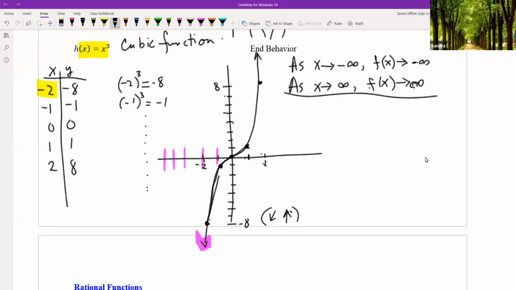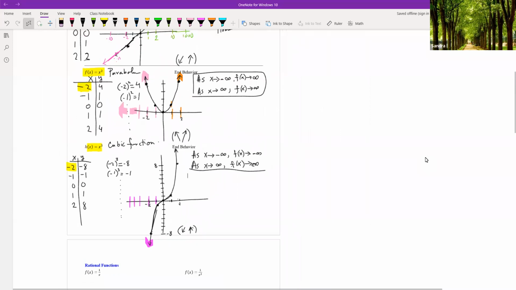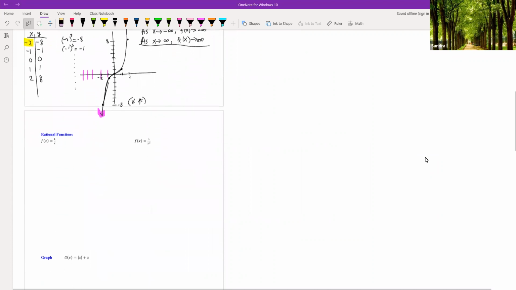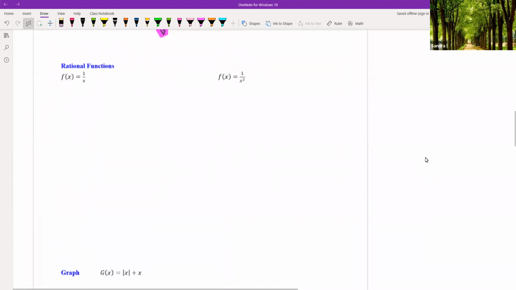Okay, well, with that in mind, this is what you guys are going to be asked in the homework, just to describe that end behavior. I have given you 3 different examples here. And so hopefully these examples will help when you guys are doing your homework. Let's go ahead and move on to rational functions.